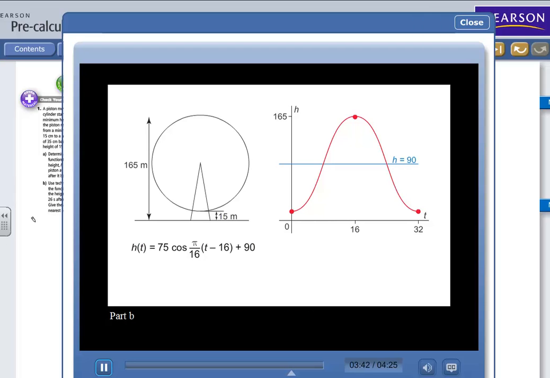Part B. Assume a capsule is at the base of the wheel when it begins to rotate. Estimate the height of the capsule 20 minutes after the wheel begins to rotate. Give the answer to the nearest meter.